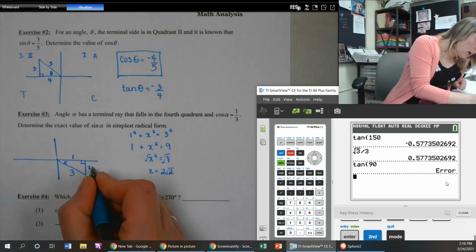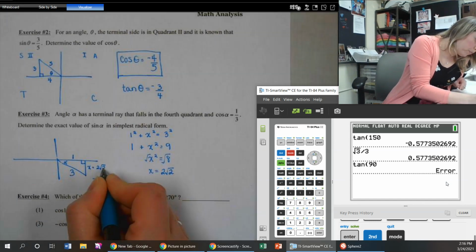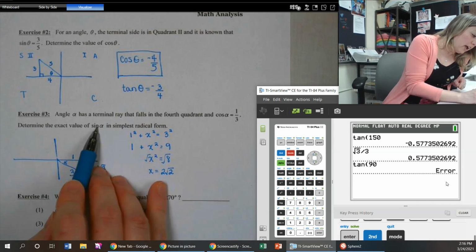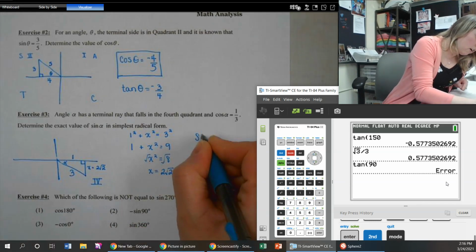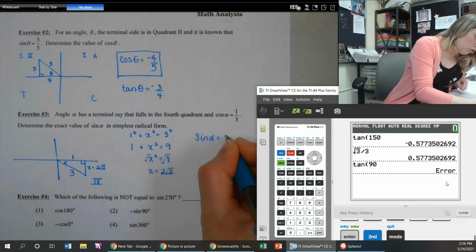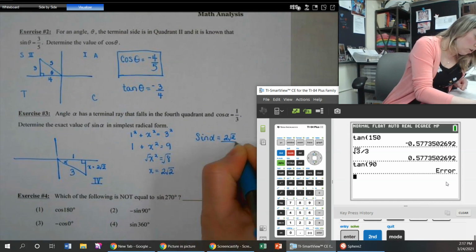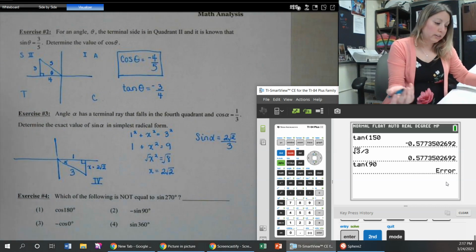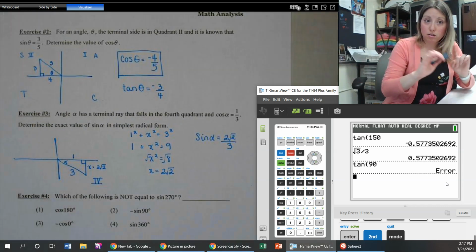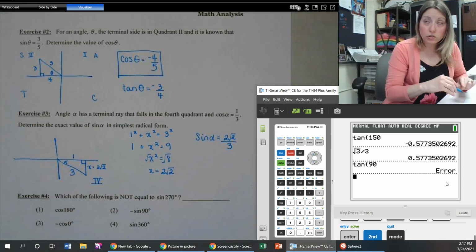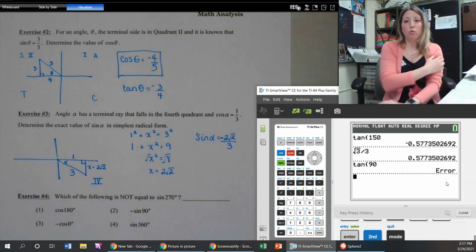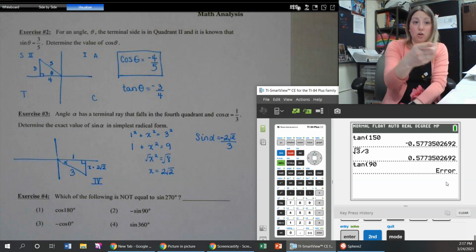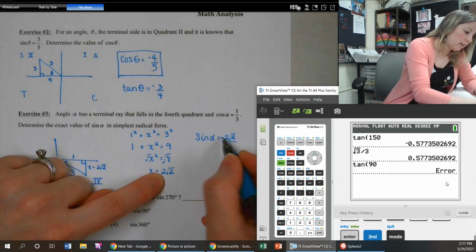Now, if I know that x over here is 2 radical 2, and I know that I want the sine of this, that's opposite over hypotenuse, then sine of alpha is 2 radical 2 over 3. Now, let's consider the fourth quadrant. Cosine is the only one positive, so that means negative radical 2 over 2 divided by 3. Notice simplest radical form, and I had to make sure it was negative.